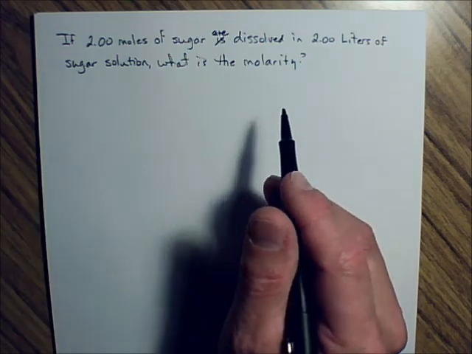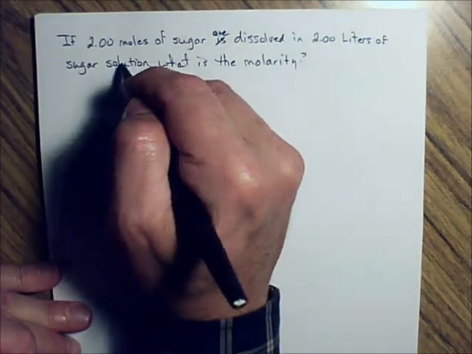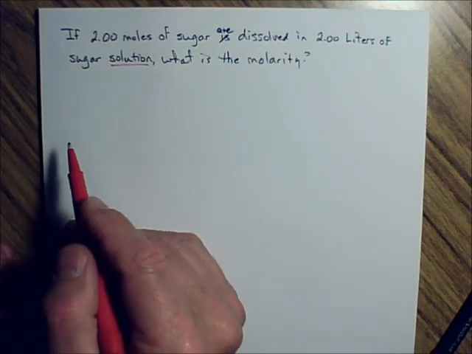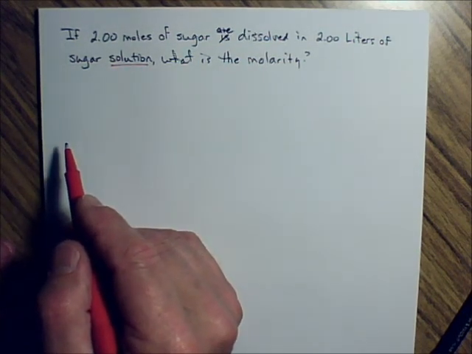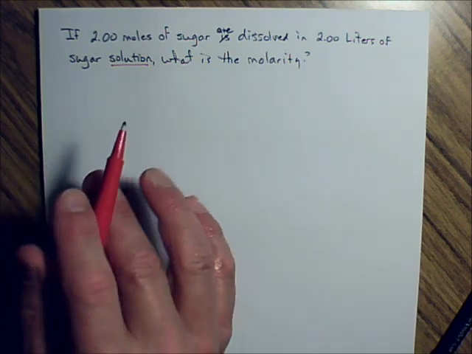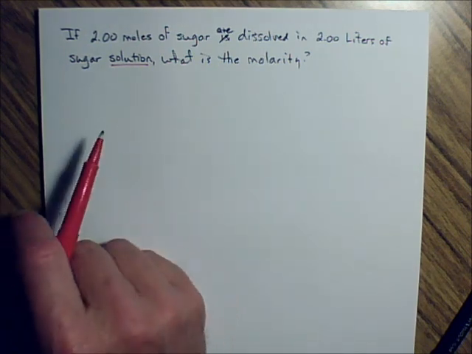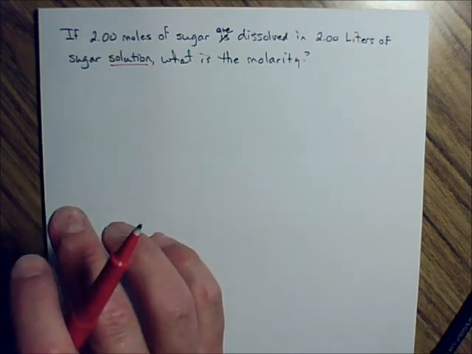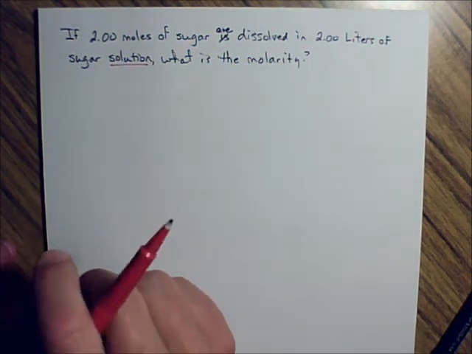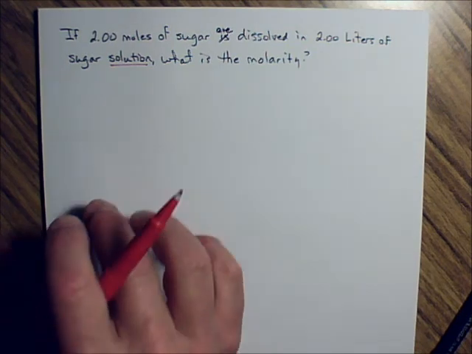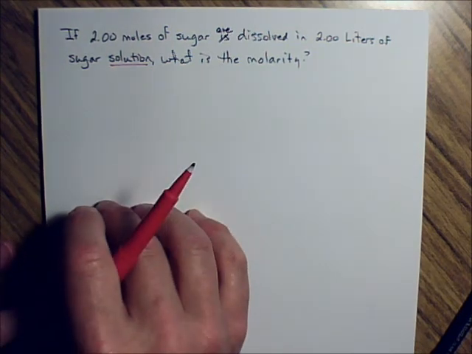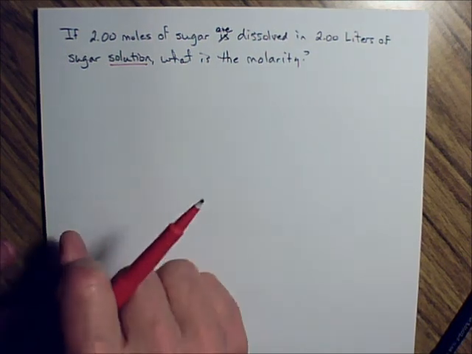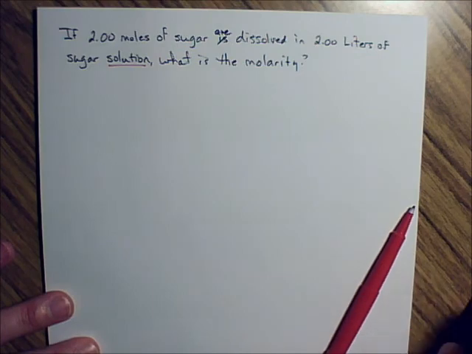Okay, now let's be clear about one little thing here. When I say sugar solution, sugar is the solute here. And if I don't tell you what the solvent is, it's always assumed to be water. Any solvent other than water, you must specify. You must say what it is. If you don't specify what the solvent is, it's always assumed to be water, so you have to be clear about that, okay? All right.